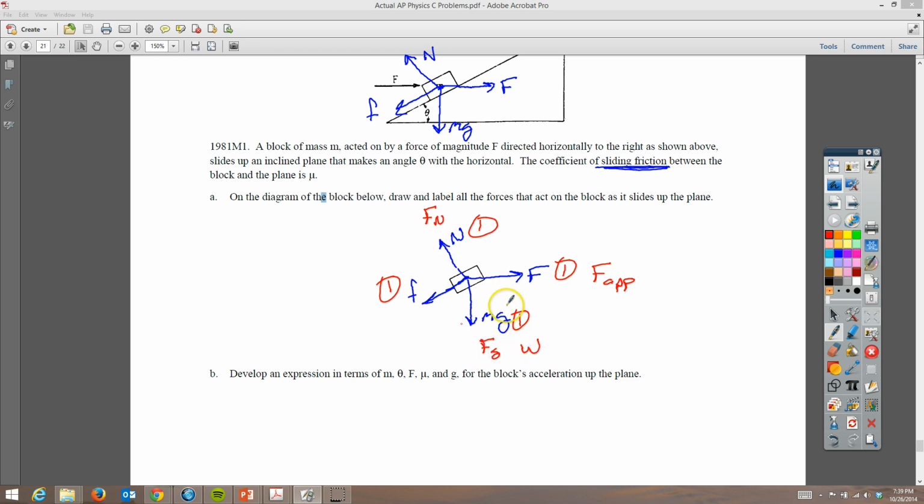But typically I like to see mg here, N here, F, and then a little f. This one could also be force of friction or it could be mu N. So any of those things would be appropriate. I like to try to keep things simple. It's sometimes good to have them all with the F on it, but then it gets really confusing later. So that's why you typically don't see that all the time.